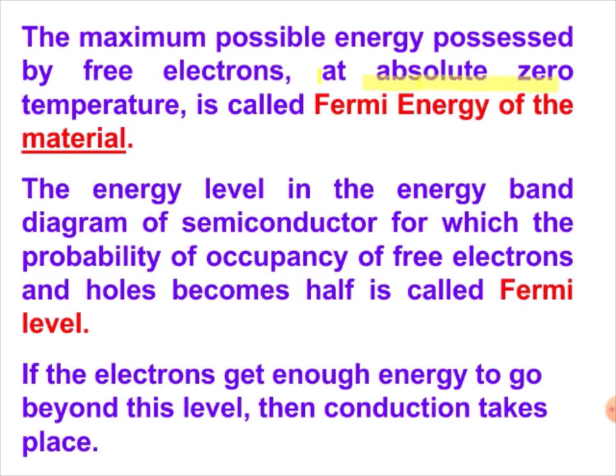So this is about the Fermi energy, the maximum possible energy possessed by the free electron of the semiconductor at 0 Kelvin. We call it Fermi energy, and that is about the occupancy of the free electron and hole. Why? Because we are taking free electron and hole, because the motion of free electrons and holes combine to contribute the electric current in that semiconductor. So halfway in between the free electrons and holes, the energy level, we call it what? Fermi level. If the electron gets enough energy to go beyond this level, then conduction takes place. That I have told you.